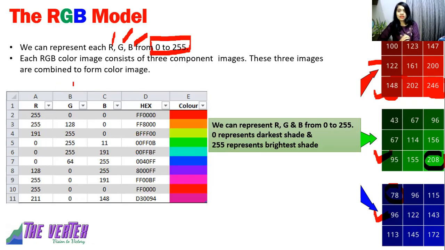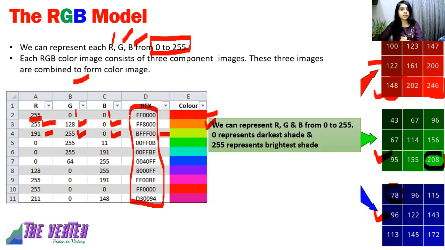Now here you can see the example. Here red is 255, green is absent, and blue is also absent, and hence it is pure red color. Here red is 255, the green intensity is 128, and blue is absent, and hence it is orange color. Here red is 191, green is 255, and blue is absent, so it is yellow color, and so on. It is also represented by hexadecimal numbers.